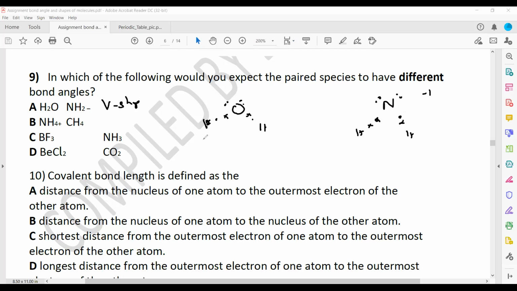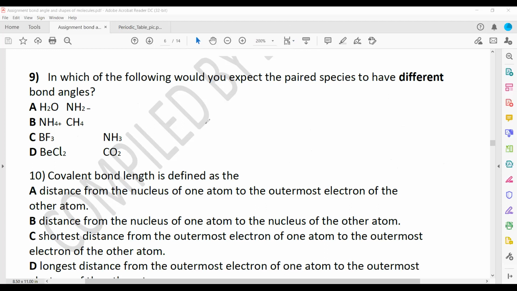Ammonium and CH4. When we check ammonium, yesterday we discussed there's a dative bond in the ammonium ion, and in CH4 all are covalent bonds. So 4 covalent bonds, 4 bond pairs, and there is no lone pair. It will be tetrahedral with a bond angle of 109.5.